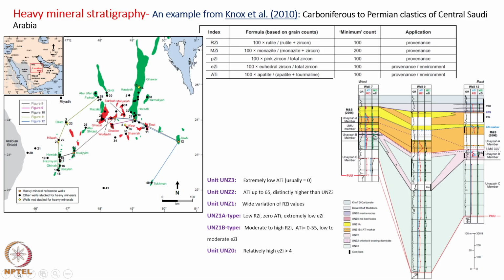Now, I am going to explain heavy mineral stratigraphy used from central Saudi Arabia, where the Carboniferous to Permian clastics were studied.